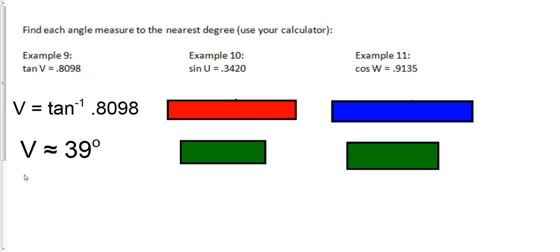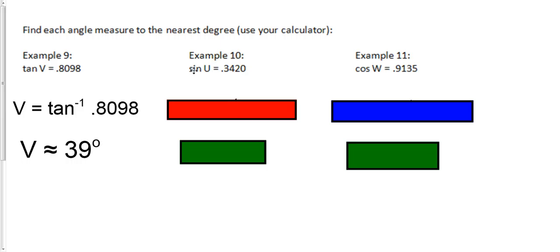When you hit equals, we are approximating to the nearest degree, so round it to the nearest degree here. V should be about 39 degrees. So if the tangent of V is this amount, then V was a 39-degree angle.